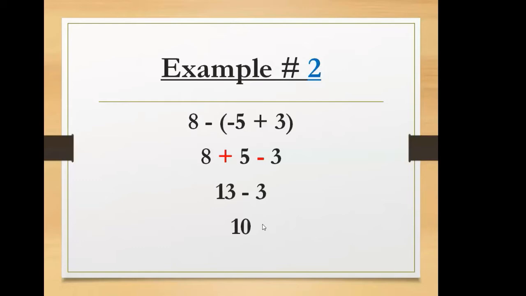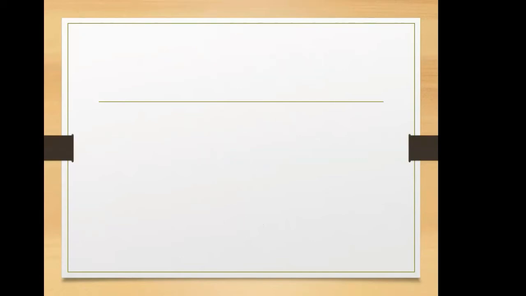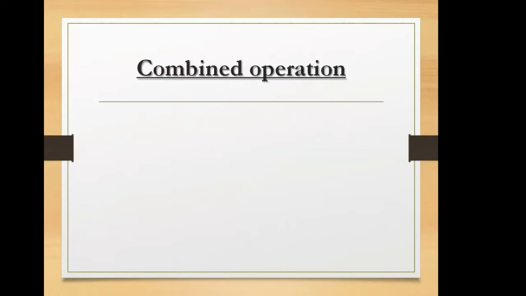So we have discussed two cases. Case number one, when we have a positive sign outside the bracket, and case number two, when we have a negative sign outside the bracket. When we have a positive sign outside the bracket, there will be no change. But when we have a negative sign, the sign will be inverse. If there is minus, it will be converted into plus, and if there is plus, it will be converted into minus. So these are the rules and the steps of brackets.